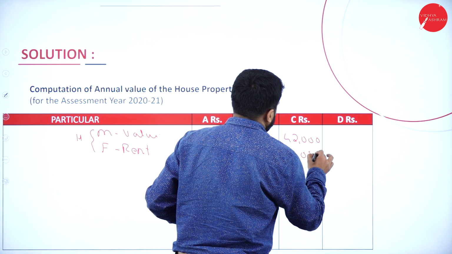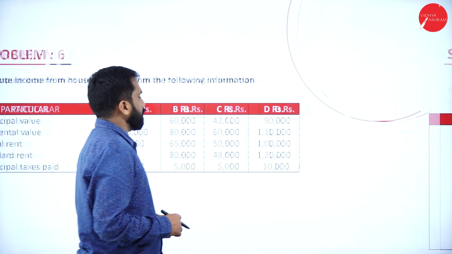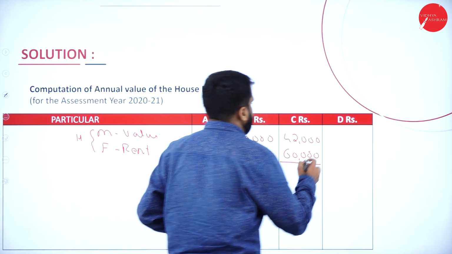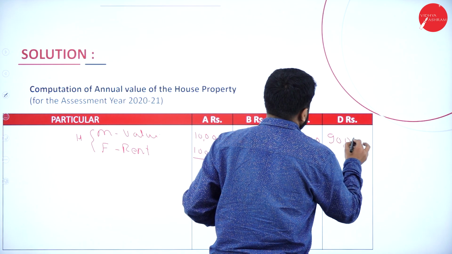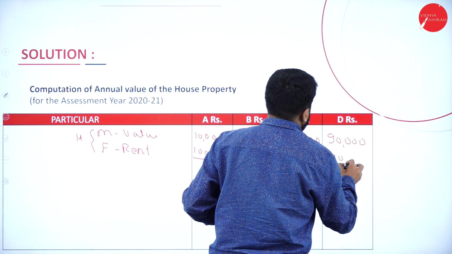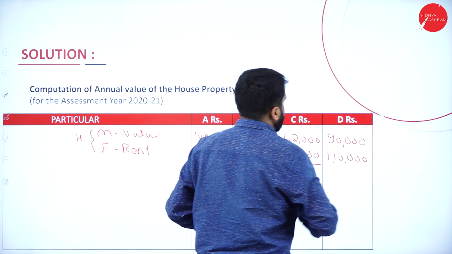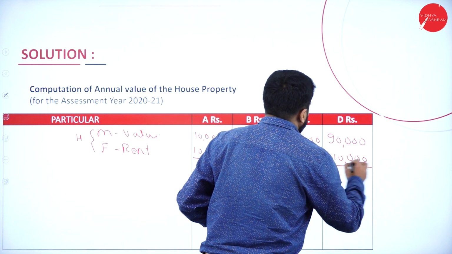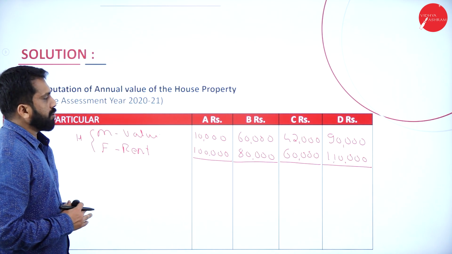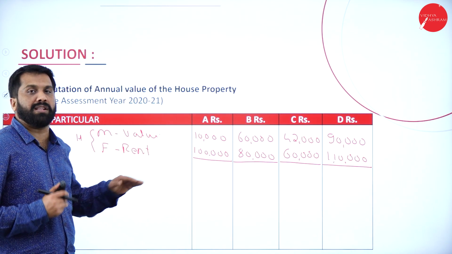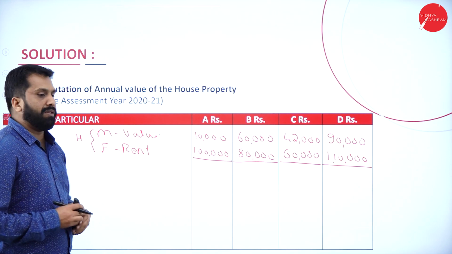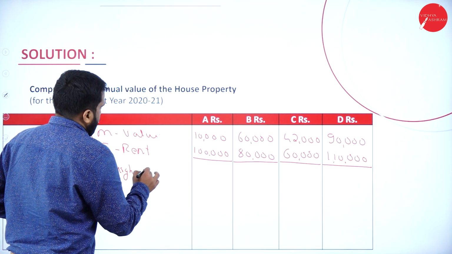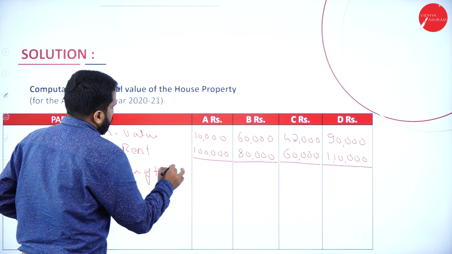42,000 and 60,000. Then we have 90,000 and 1,10,000. These are the informations we have actually. Out of this, what we are supposed to do? Municipal value or fair value, whichever is higher. We'll go for the higher value. Higher of the above.